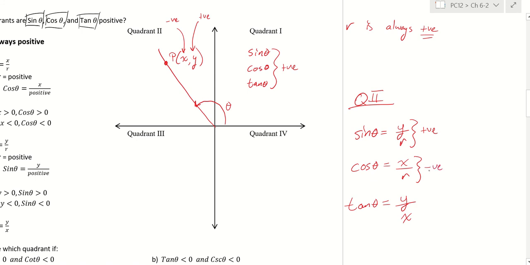So the cosine ratio is actually negative in quadrant 2 because we have a negative number divided by a positive number. What about the tangent ratio? Well, for the tangent ratio, we have that same thing happening, right? Y is positive in the second quadrant. X is negative in the second quadrant. A positive divided by a negative is always going to be a negative, and so the tangent ratio is also negative in quadrant 2. So let's list that information here.